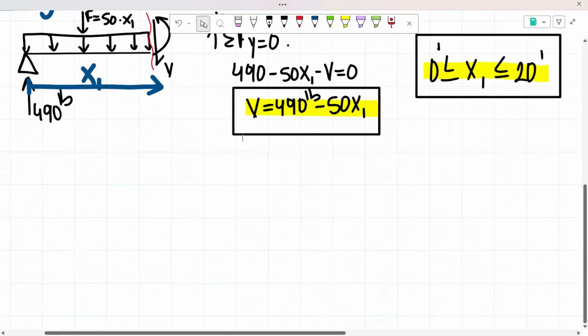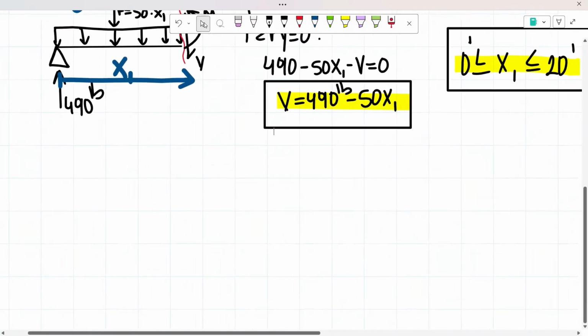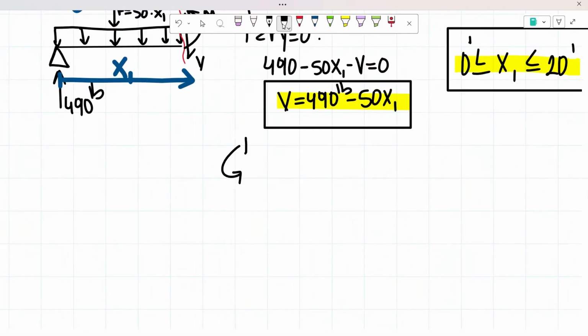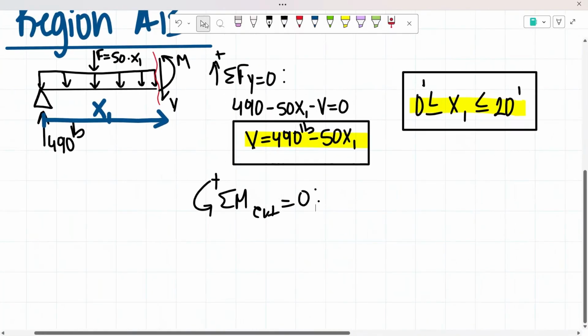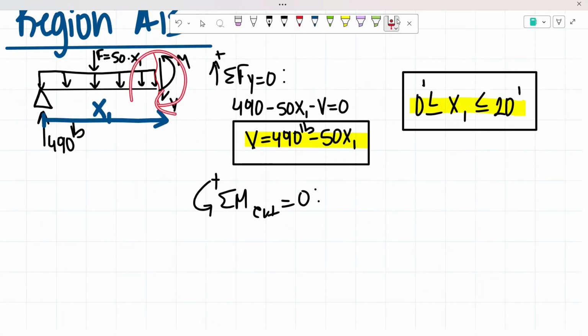So now for our moments, I'm going to be taking the sum of the moments about the cut. So counterclockwise positive, the sum of the moments about the cut has to equal 0. So we know our shear force will not be creating a moment. We do know that our 490 pound reaction will be creating a moment. It's going to be creating a clockwise moment, so that's a negative moment with a force of 490 pounds. We're going to multiply that by x1.